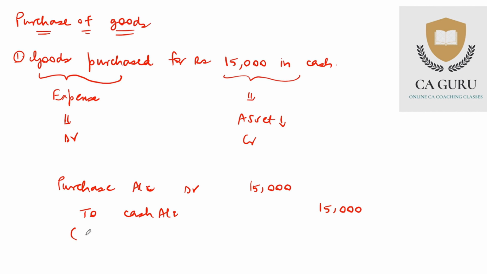And under narration, you will say, being goods purchased. Let's come to the next situation. Goods purchased on credit. Goods purchased on credit, rupees 40,000.